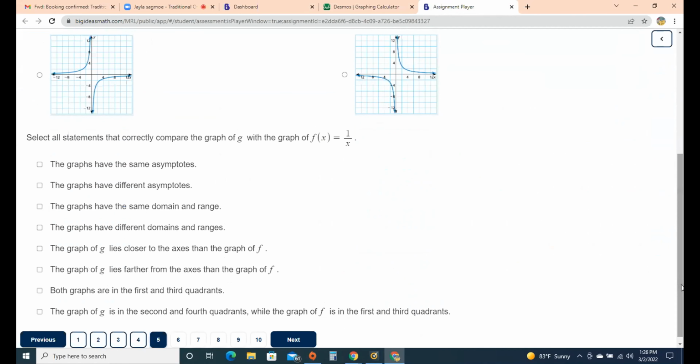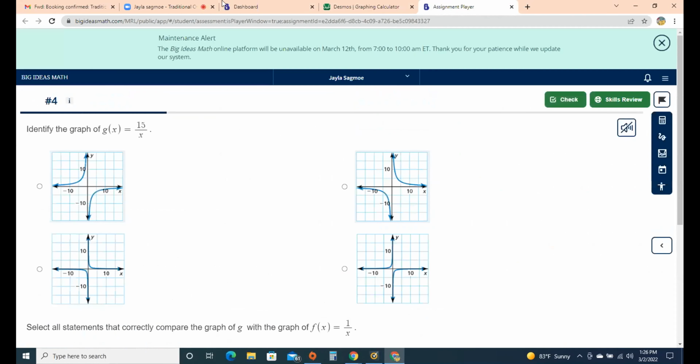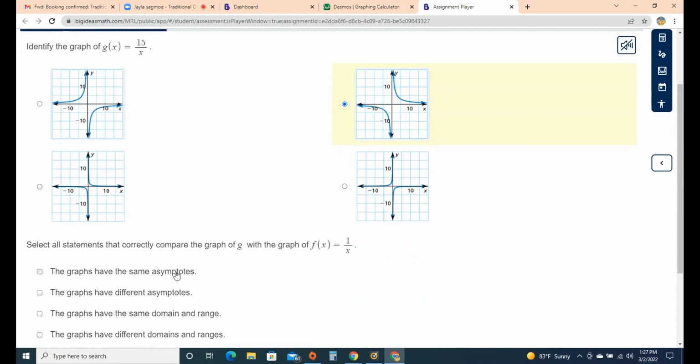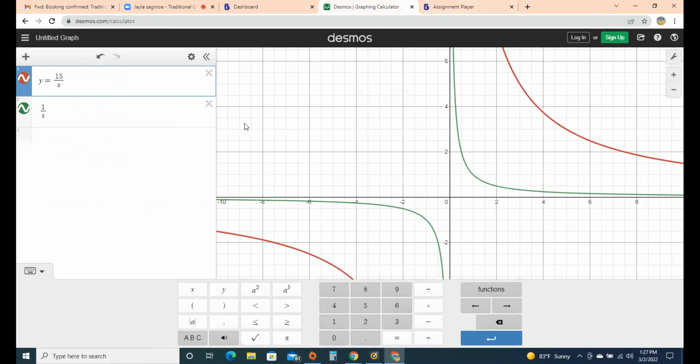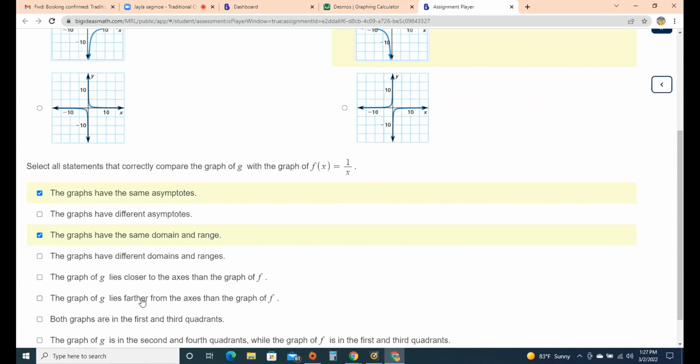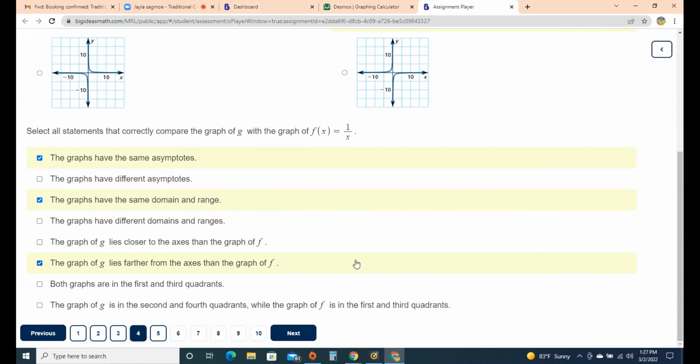Oh, okay. Well, you're on number 5 now. Wait, I'll just do this one. Okay. All right. Top right. And then same graph, same domain, same range. And then the next one is which one is closer. And the green one is always that second one for now. There will be an exception to that. This time they're both in the first and third quadrants. So you're just visually seeing that.